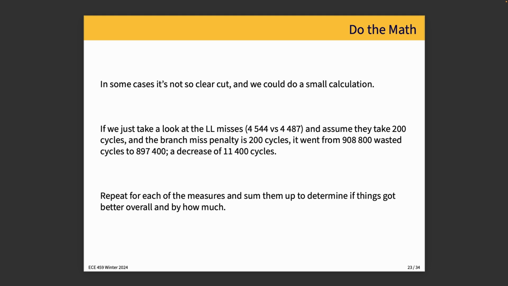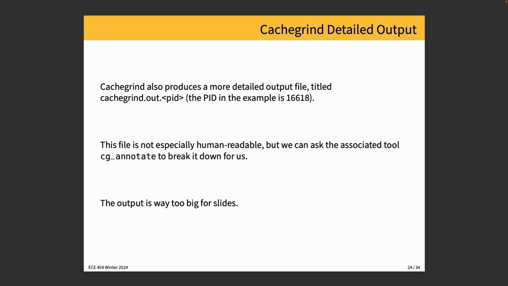But we went from like 900 to 8,800 wasted cycles to 897,400, which is a decrease of about 11,400 cycles. That's not a huge amount, all considered, right? But if you repeated this for the sum of each of the measures and sum it up, it kind of makes sense. And remember also, this is a trivial program that runs in a fraction of a second. So the real benefits are observed on an actual program that runs for more time, right?